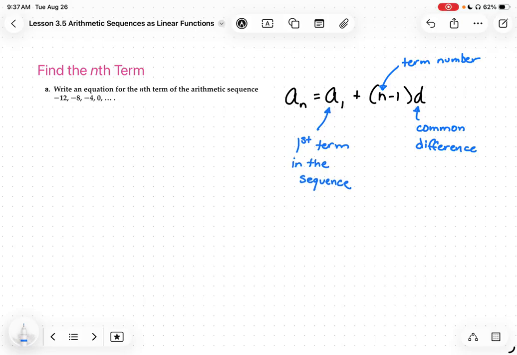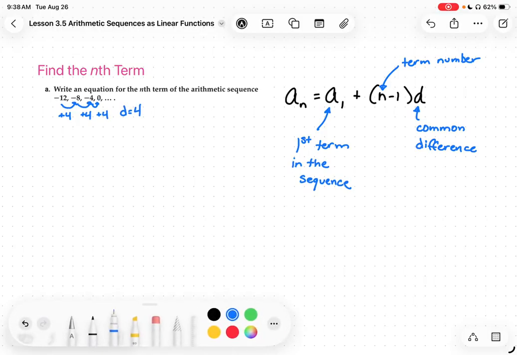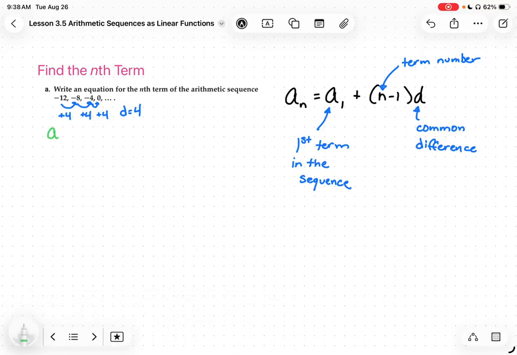Okay, so here's our sequence. It goes -12 to -8, so that goes up by 4. -8 to -4 goes up by 4, and -4 to 0 goes up by 4. So our common difference here is 4. Our first term in the sequence, meaning the first number that we have in this series, is -12. And those are the only two things that we need to write our equation.